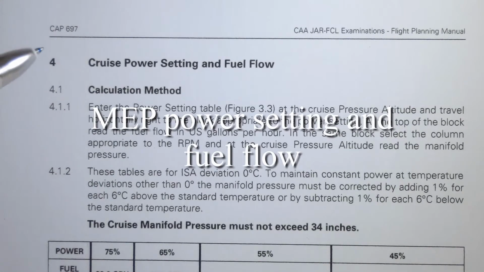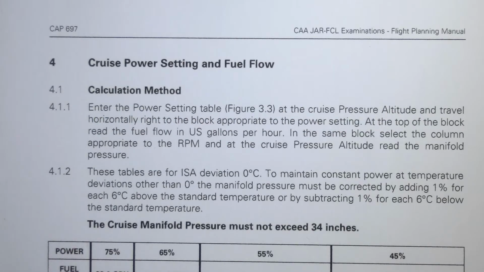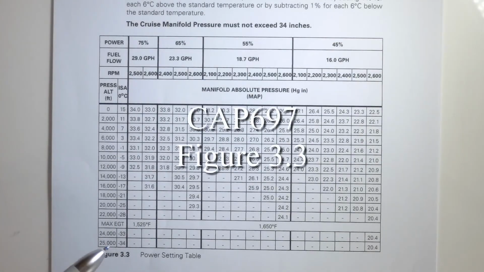This is CAP697 and we're in section 3 for our multi-engine piston aeroplane. In this video I shall show you how to obtain the cruise power setting and fuel flow using figure 3.3, which is the power setting table.